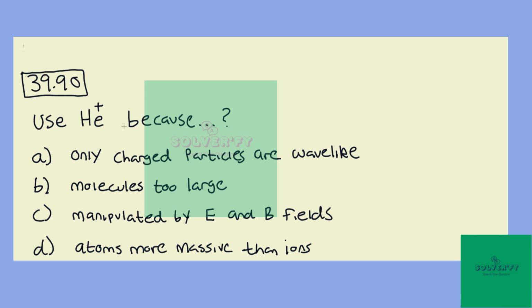Okay. In this problem, we really have a discussion as to why helium ions are used in this particular microscope. We have four options. In the first option, the case that is made is that only charged particles can be wave-like. The second option says that helium will form molecules which will be too large. The third option is that helium ions can be easily manipulated by E and B fields, which is advantageous. And option D is that helium atoms, the neutral atoms, will be more massive than the ions.